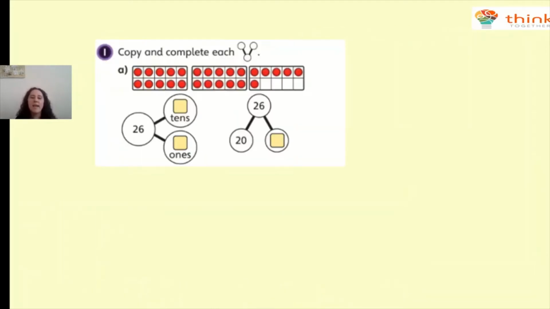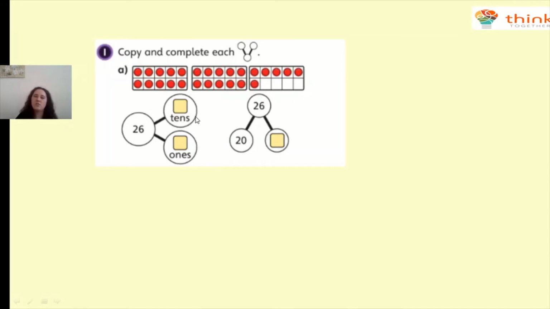Right, now let's answer this question. See if you can help me. Here it says, copy and complete each part whole model. We've got the amount that we're using represented today in our tens frames. Can you spot what number is being represented? Fantastic, it's the number 26.